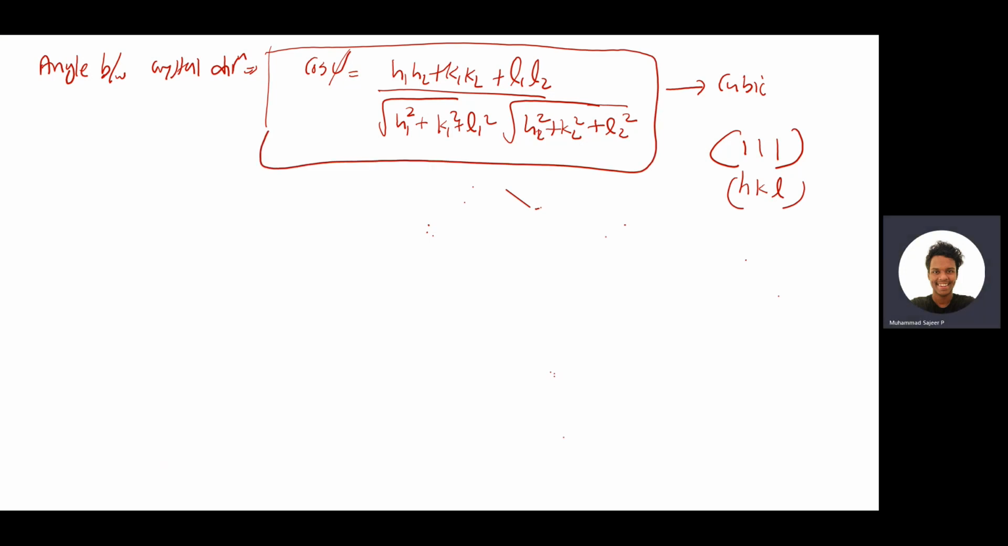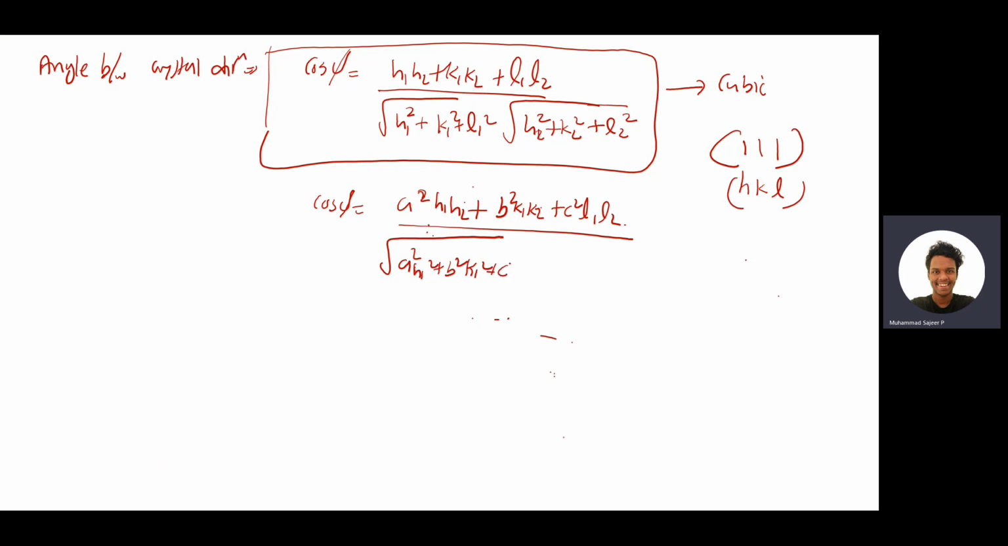And sometimes they ask about orthorhombic. For orthorhombic, this is a little bit different. We have a square h1 h2, just a little bit of modification. If you just look into it, you will get it. It is a square h1 h2 plus b square k1 k2 plus c square l1 l2, divided by root of a square h1 square plus b square k1 square plus c square l1 square, and so on.